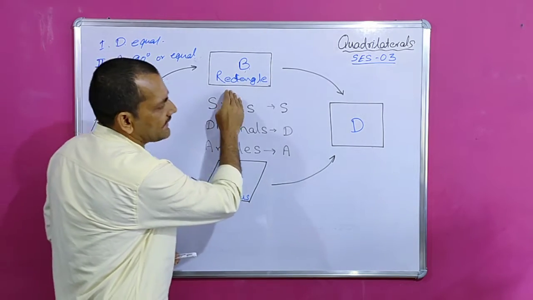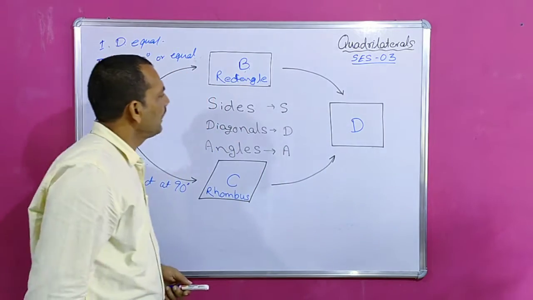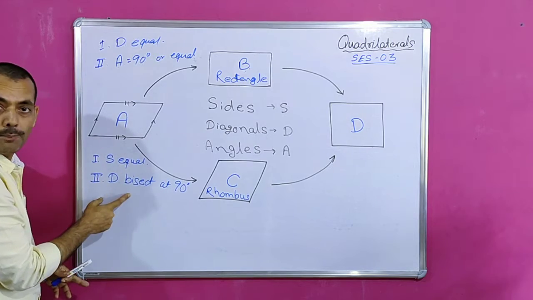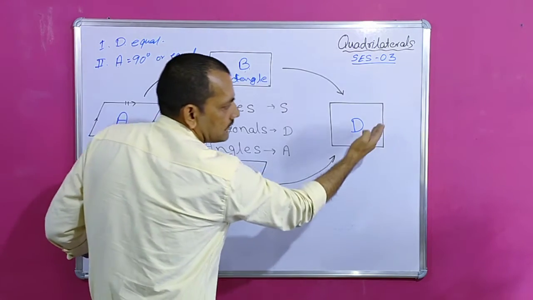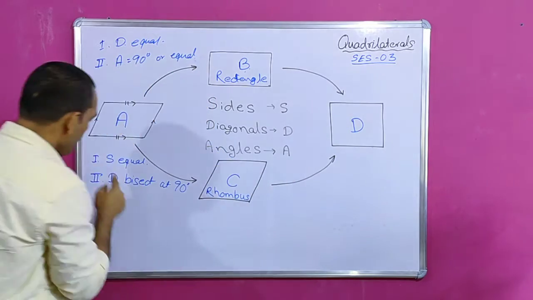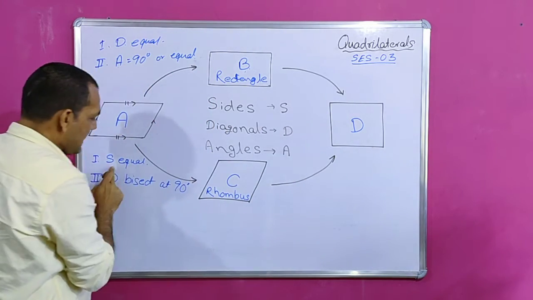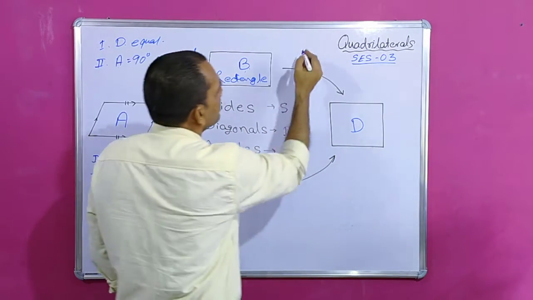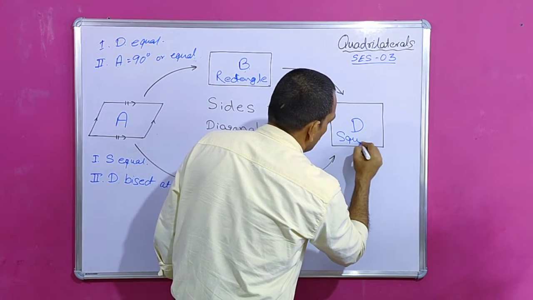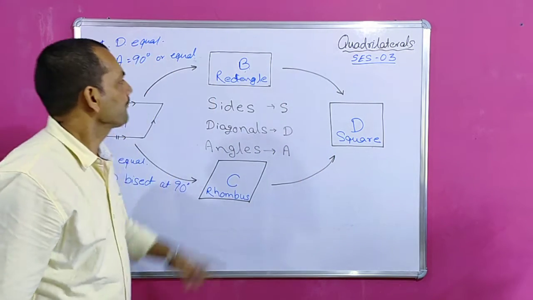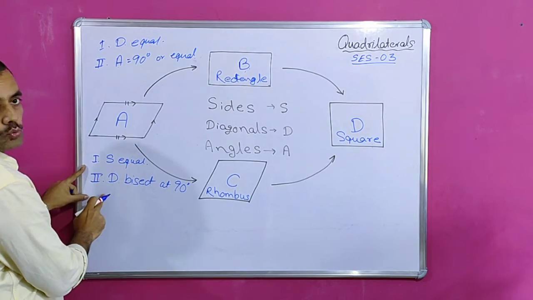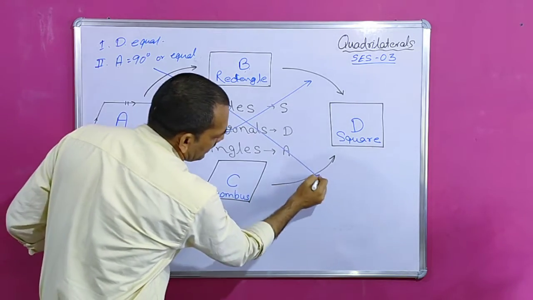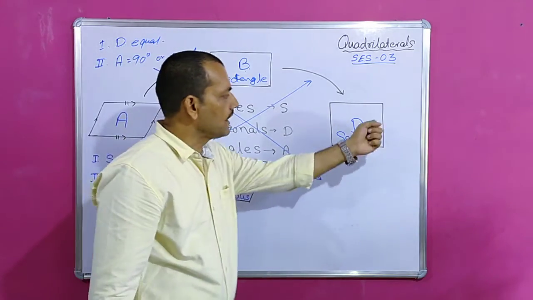Similarly, from rectangle to square, if all sides are equal, any one of these two properties will make a rectangle a square. How? S equal, S means sides. So if all the sides of a rectangle are equal, then it will become a square. So this is nothing but a square. So case 1, use any one of these two. Any one of these two properties if you use here, and if we use any one of these two here, a rhombus will become a square.